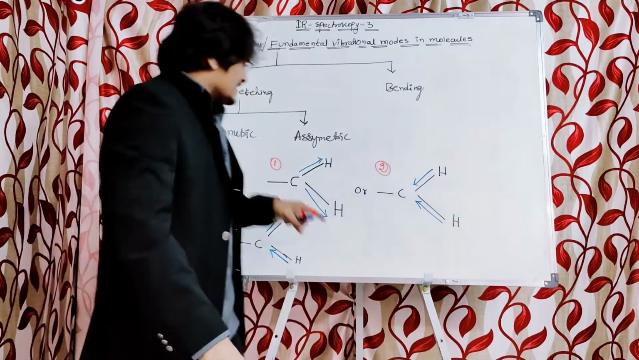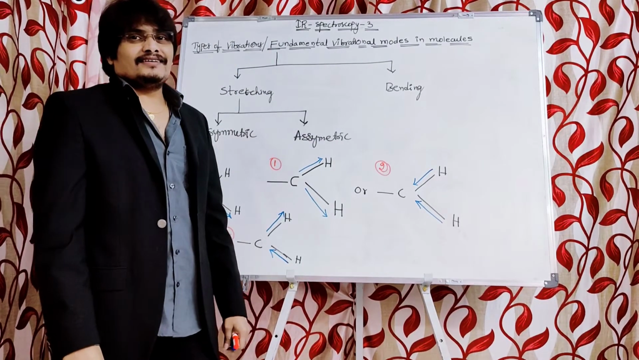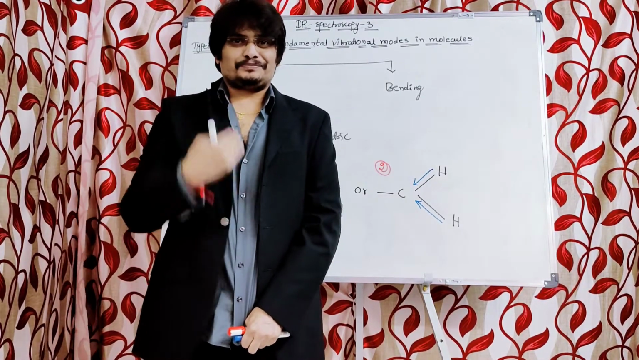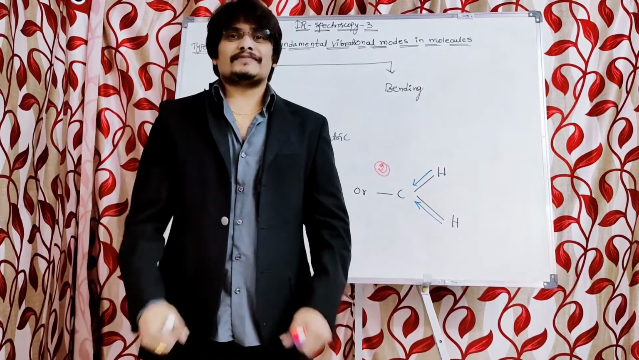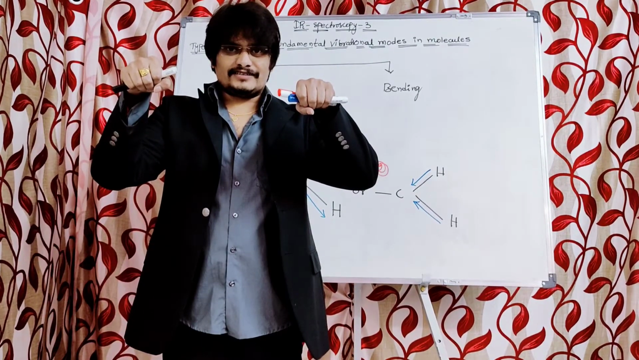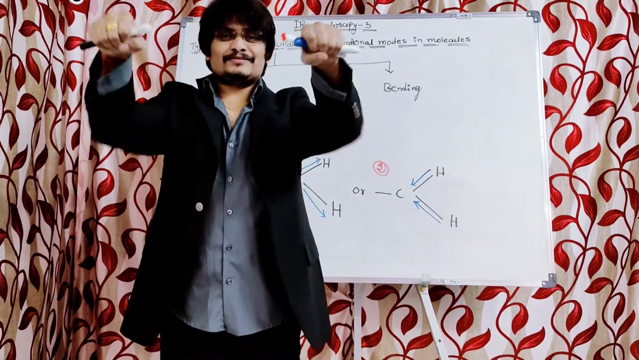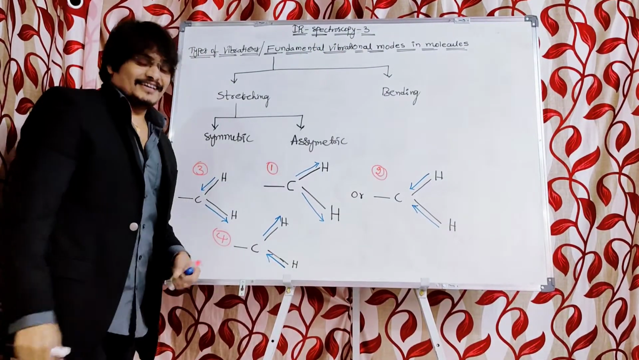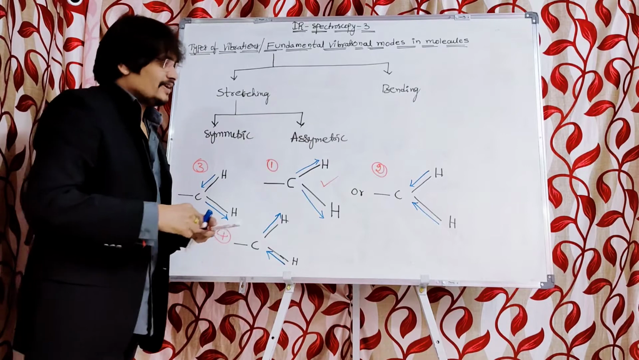So in the first case, students, what is happening? There is an increase in bond length. Let us say that I am the carbon, the center of mass. These 2 are the hydrogens. So both bond lengths are increasing. That is this one.